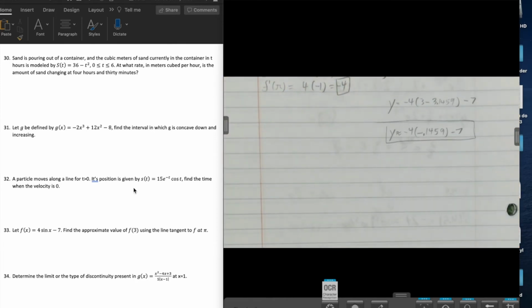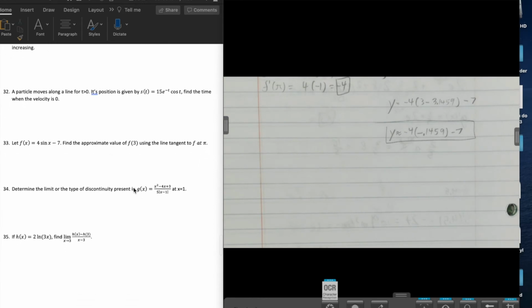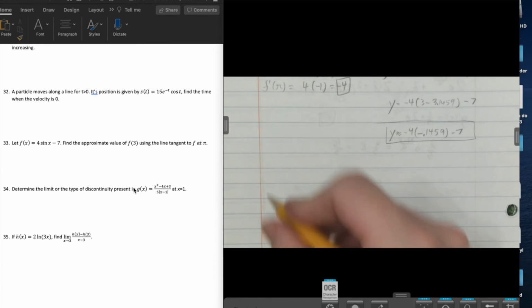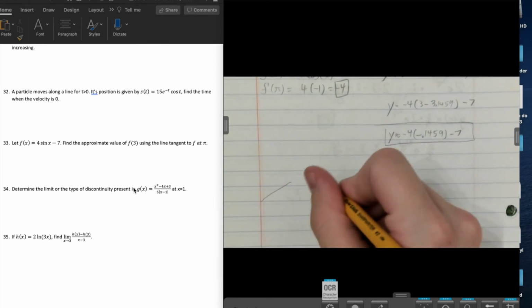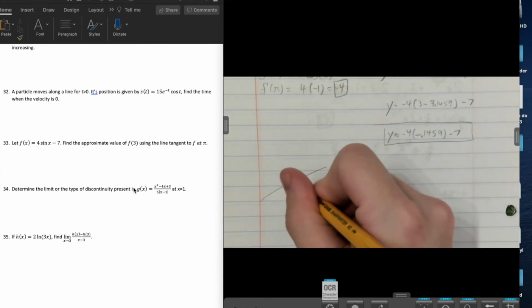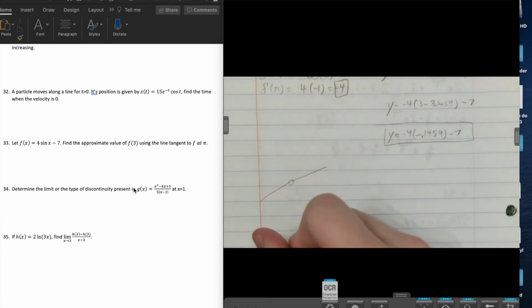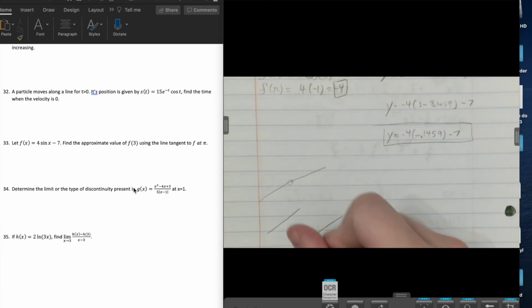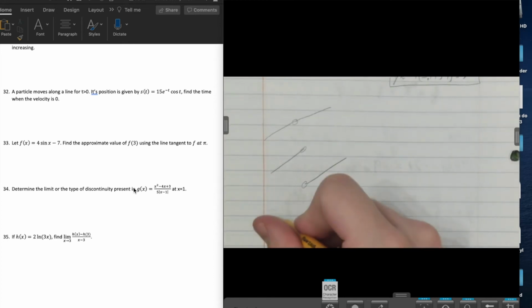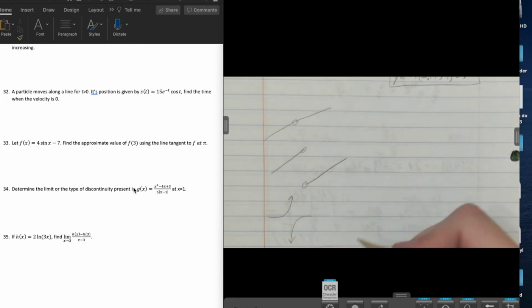All right, up next on 34. We're supposed to investigate what type of discontinuity is present in this wacky looking function. The best way to understand what type of discontinuity you have is to investigate left and right hand limits. Because if left and right hand limits agree, then you probably have a removable discontinuity. If left and right hand limits don't agree but you can find their values, then you'd have a jump discontinuity. Or if your left hand limit is increasing forever and your right hand limit is decreasing forever, or maybe they're both on the same side, then you have an infinite discontinuity.